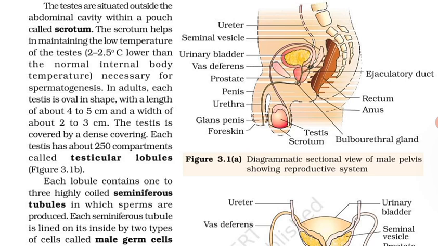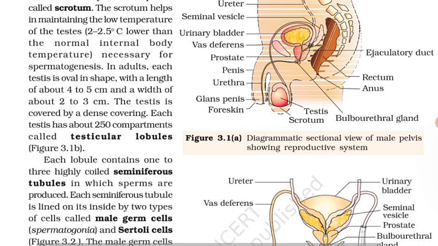In adults, each testis is oval in shape with a length of about 4 to 5 cm and a width of about 2 to 3 cm. How much length? 4 to 5 cm and width of about 2 to 3 cm. How much width? 2 to 3 cm. Length is 4 to 5 cm. Okay. The testis is covered by a dense covering.